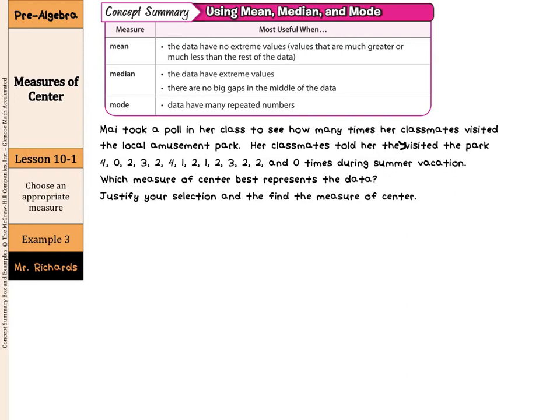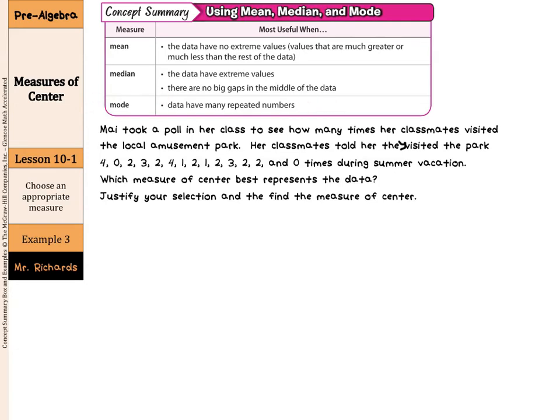And when we look at mode, where the data needs to have many repeated numbers, well, we have the 4 repeated twice. We have 2 here, 1, 2, 3, 4, 5 times. We have 0 here twice. We have 1 there twice. So there's a lot of repeated data, and so mode is probably going to be our most useful here.